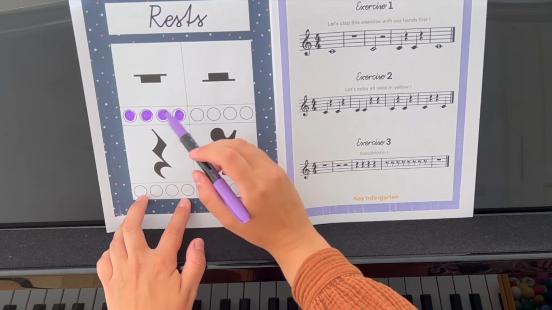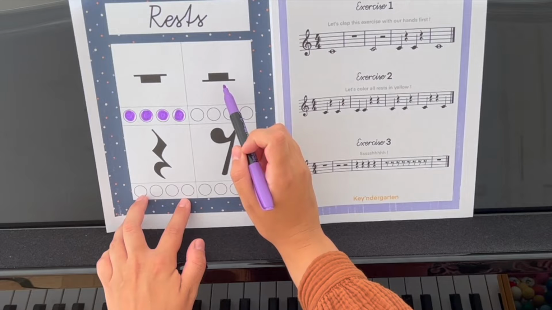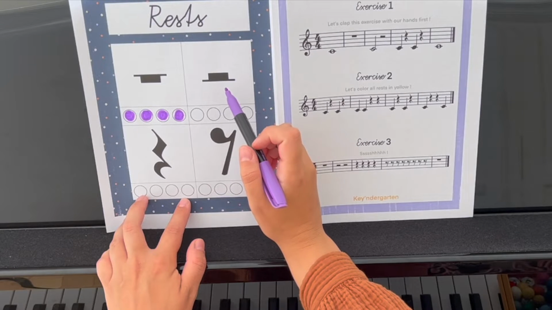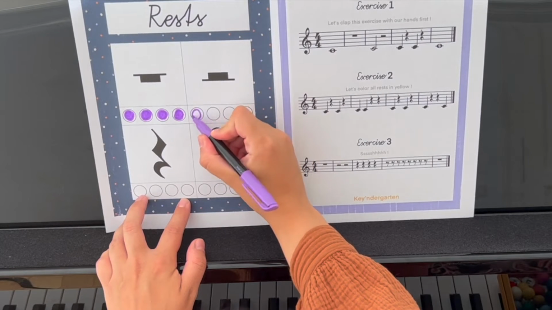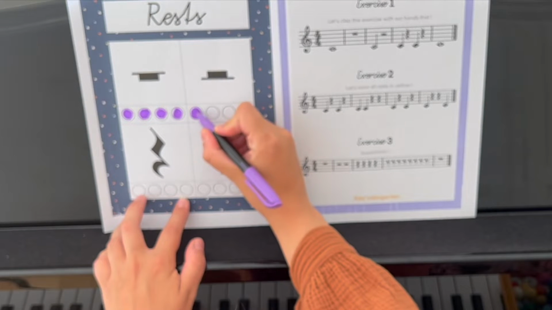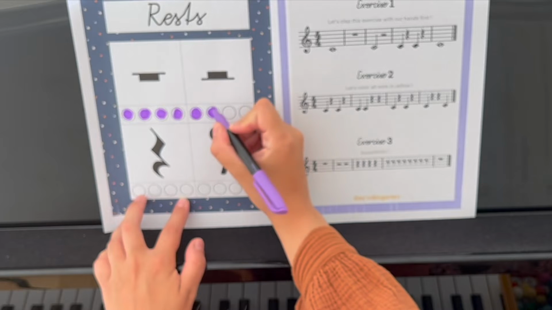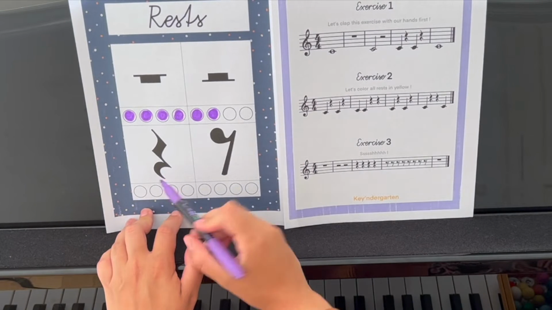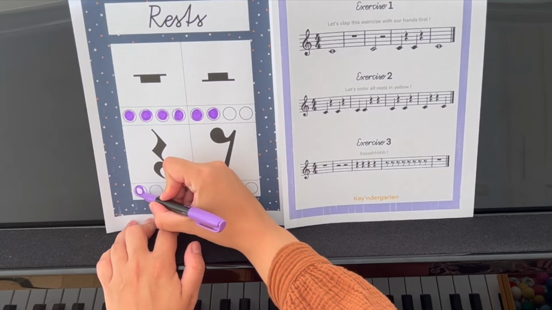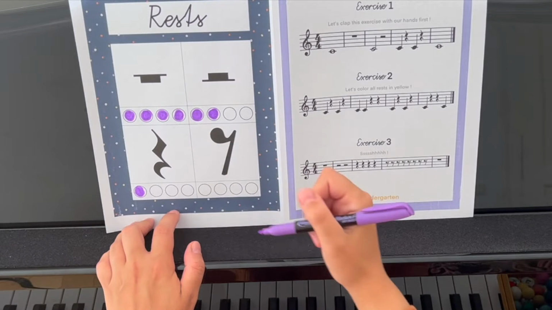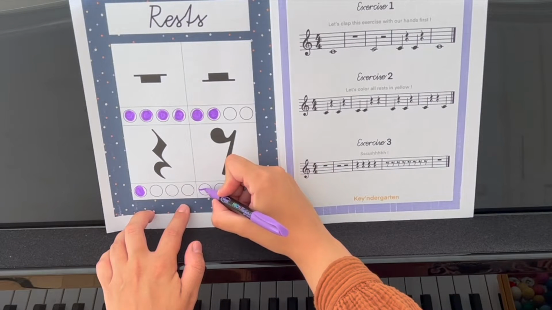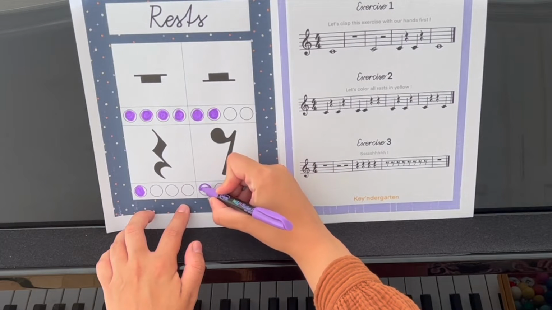As I said, I'm coloring these in right now, but I would much rather use pom-poms or gems for this activity. All right, the next one here is the half rest. So this one, half, only gets 2 beats. So we have to pause for 2 beats here. This is a quarter rest. This one gets 1. And then this one is an eighth rest, so it just gets half.